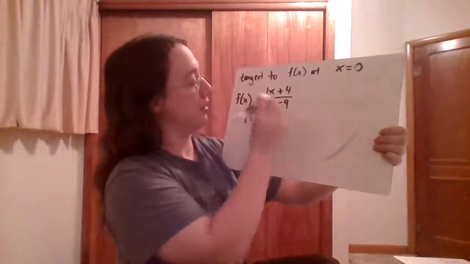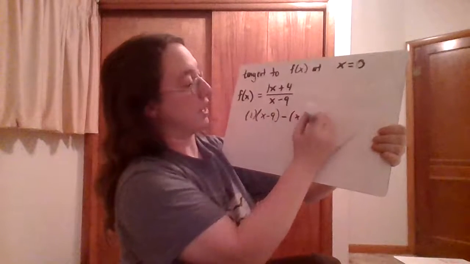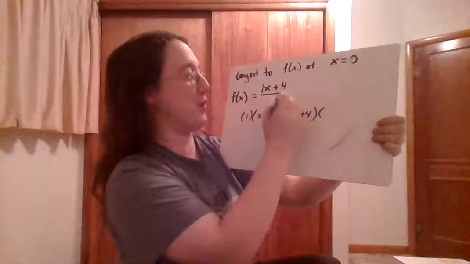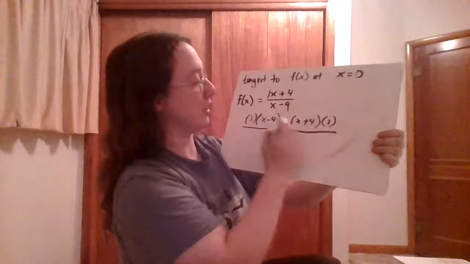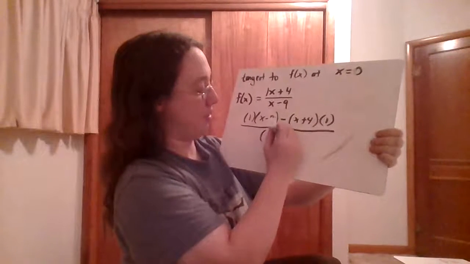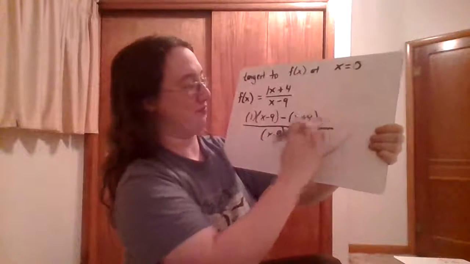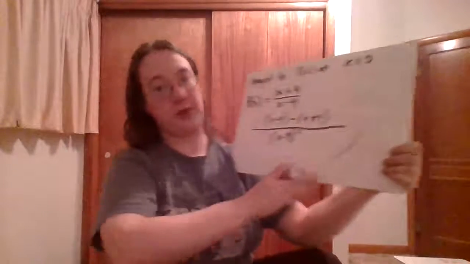minus the top, times the derivative, don't say derivative 10 times fast, derivative of the bottom, which is 1, over your bottom squared. Although really those 1s aren't doing anything. So we can just do that.